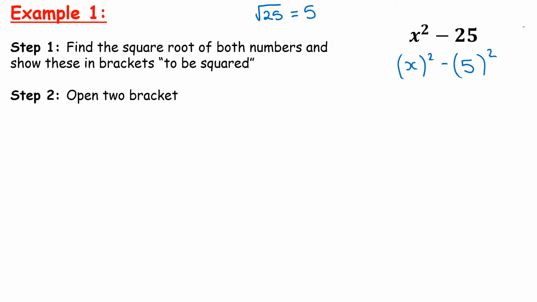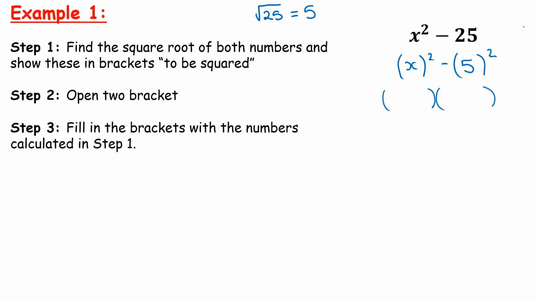Step 2 is we open two brackets. So our brackets are going to end up like the brackets at the end of our quadratic trinomials. So we're going to have two terms in each. And we fill in the brackets with the numbers calculated in step 1. So we put x in and a 5 at the end. So x at the start and 5 at the end. So that's what we get.